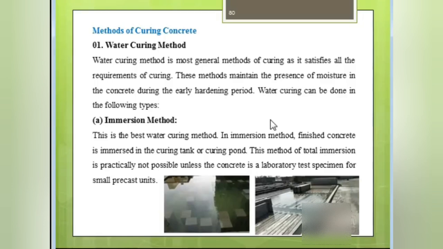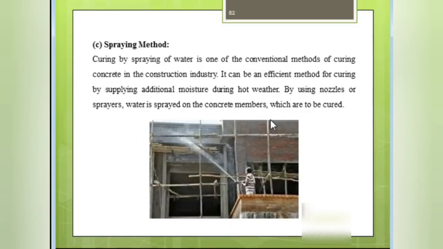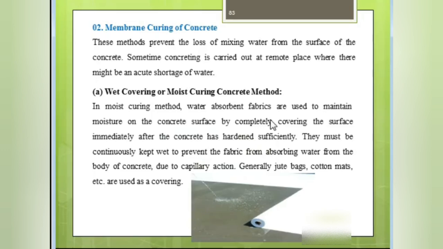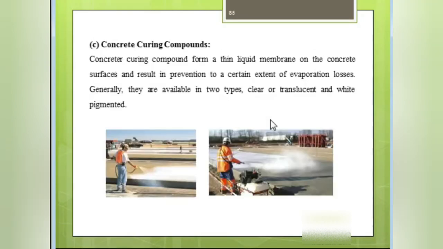What are the methods of curing? Water curing, okay, pond curing. This means we make small ponds on the concrete surface, where we fill water. Then spraying, which is generally used locally. Then membrane curing: nowadays some plastic membranes are available in the market that we spread on the concrete so that curing happens automatically.